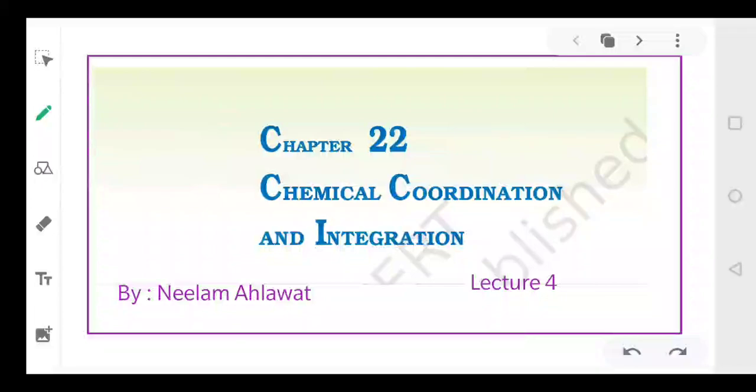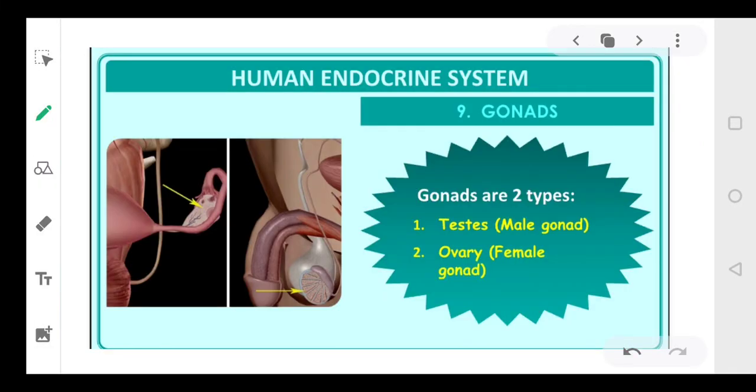Now, dear students, if you remember, in the previous video, we started with the various hormones that are produced by the different glands. In this particular lecture, we'll be talking about the glands that are the gonads, and the hormones produced from our gonads. There are two categories of gonads. One is the testis, as you can see in the picture. The testis is also referred to as the male gonad. The ovary, as you can see in the picture, is referred to as the female gonad.